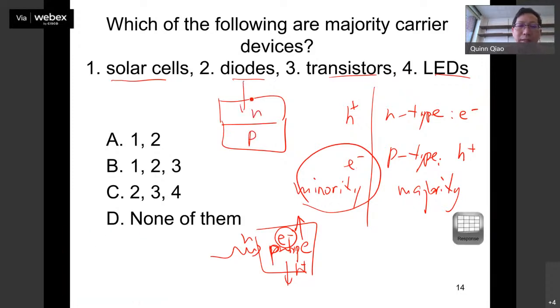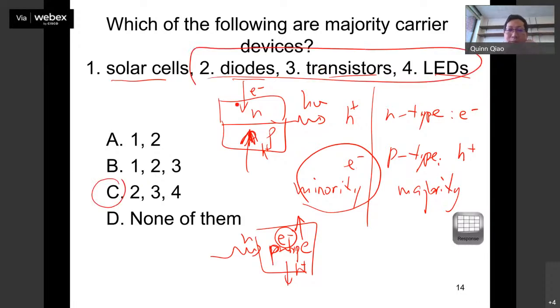You basically inject electrons to the N side and inject holes on the P side, okay? You see the hole on the P side and electron on the N side, they are majority carriers. Now they recombine with each other and emit light. That's called display. Since you use electrons on the N side and holes on the P side, that's also called majority carriers. So here's the answer: all these 2, 3, 4 are majority carrier devices, except solar cells, which are minority carrier devices.